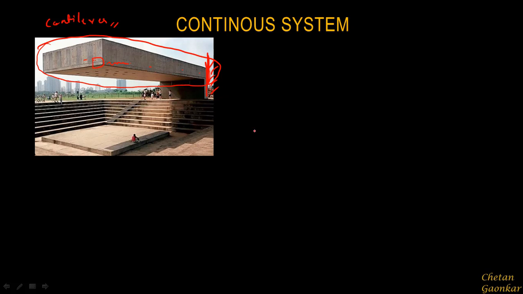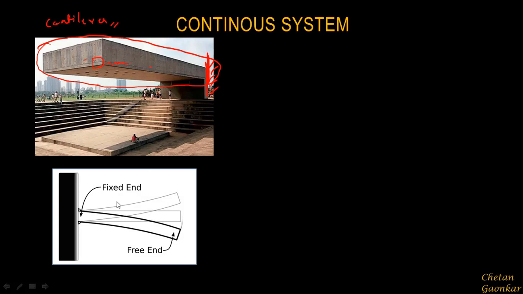Now this continuous system, as I said, I can idealize as a cantilever beam which is fixed at one end. It is fixed at this end, right? It is fixed at this end and it is free at this end, right? And we can call it a continuous system.